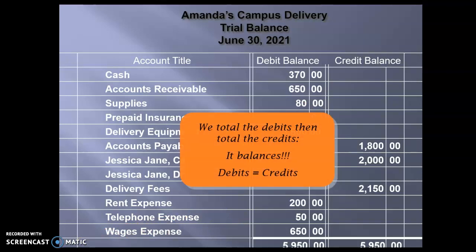Okay, so we're very excited because our debits equal our credits. Our little heart goes pitty-pat, and it's just like, woohoo! It balances.